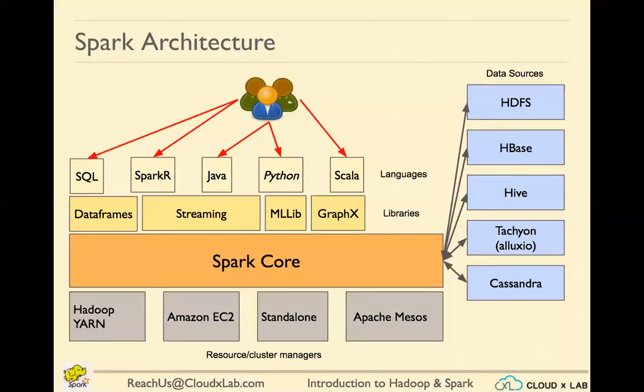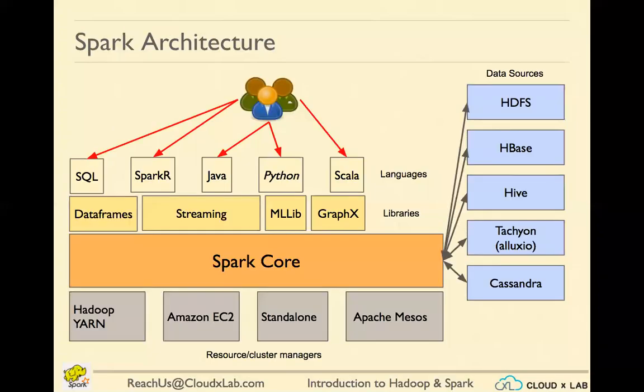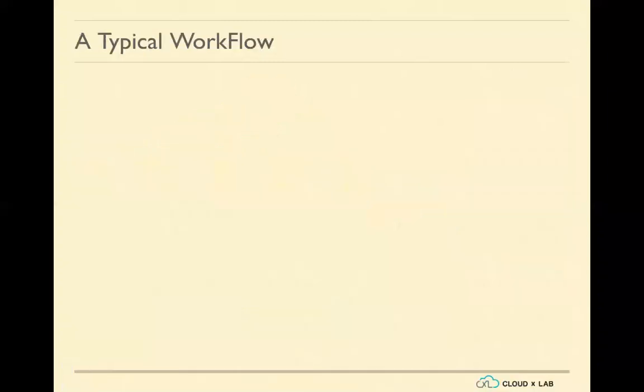I'll talk about a typical workflow in a moment, or maybe let me just complete that one also. It's actually pretty useful to understand this. So in a typical workflow, what we do is we first of all gather the data, using Flume, HBase, HDFS, Kafka.